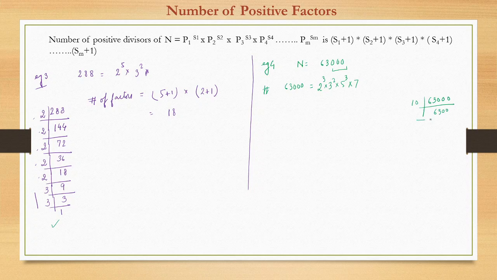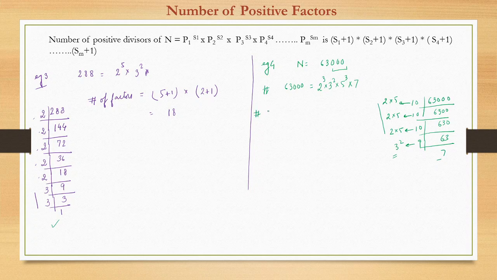It becomes 63, another 10, 630, another 10, 63, then 9, then 7. 9 you can write as 3 square. This you can write as 2 into 5. This you can write as 2 into 5. This you can write as 2 into 5. So we have three 2's, right? Here we have three 5's. We have two 3's. Then 1 7. So that's it. You may try such a process.